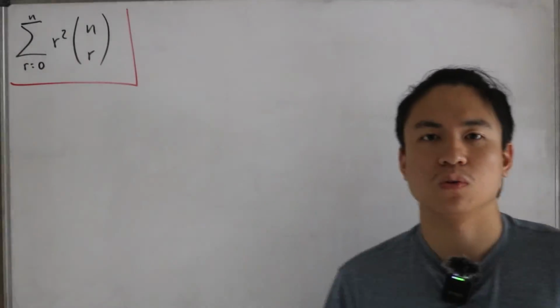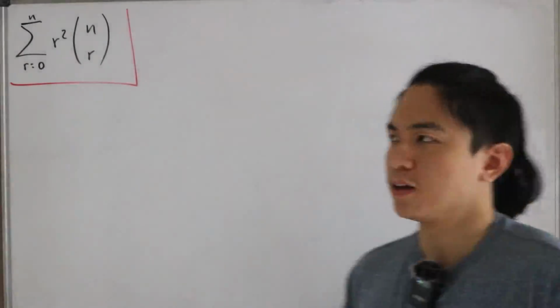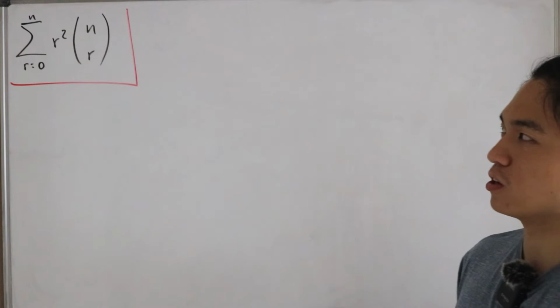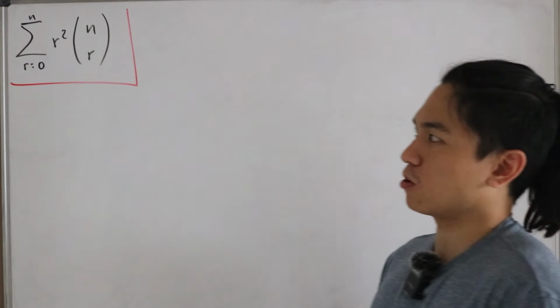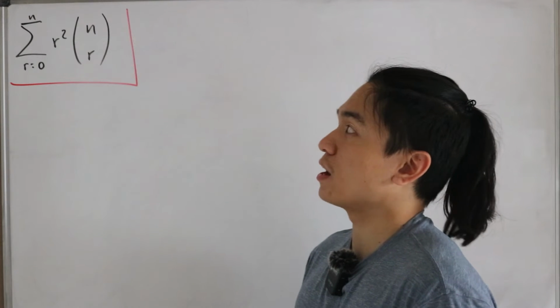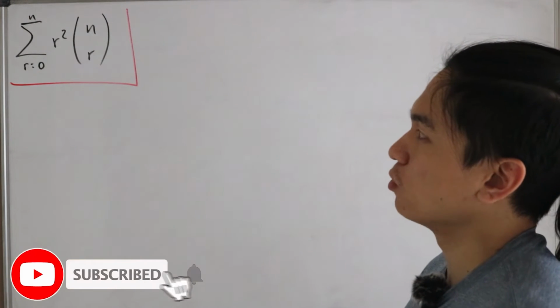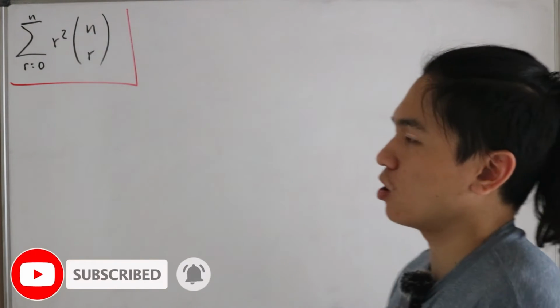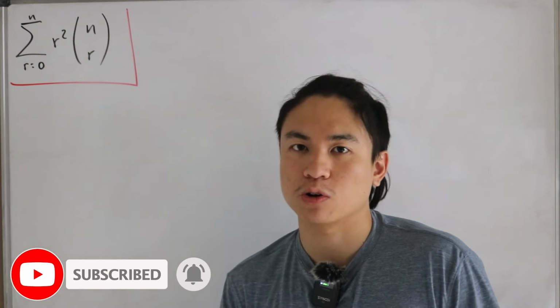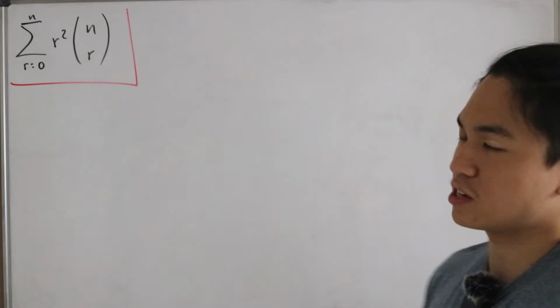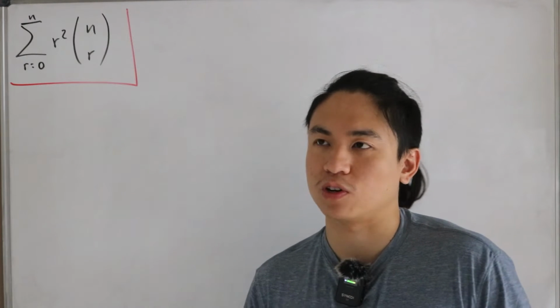Okay, so welcome back to another video. Here's a nice partial sum closed form that we want to solve for. We have the sum from r equals 0 to n, n being a natural number, of r squared multiplied with n choose r, our little nice binomial coefficient. So with a binomial coefficient like this, how exactly would we want to find a closed form for this?